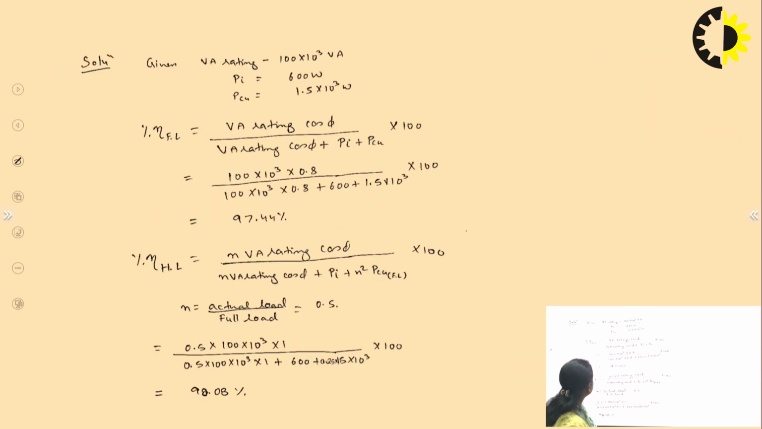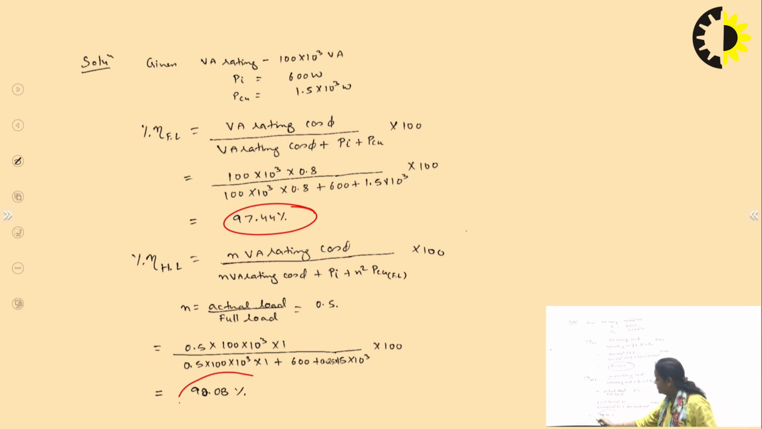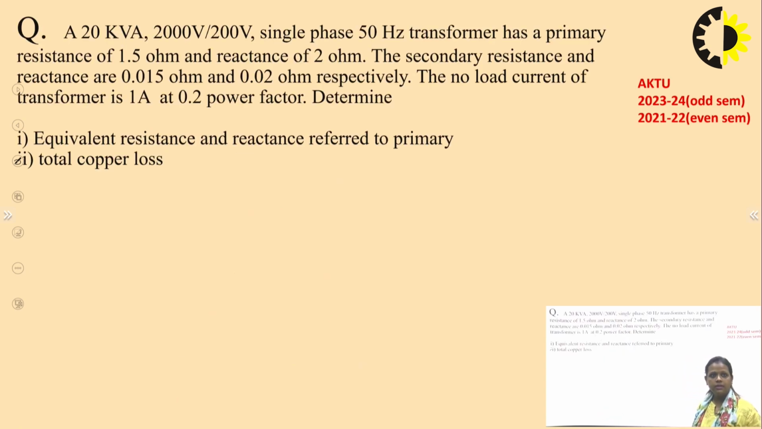So if you solve, you can see that for full load you are getting efficiency as 97.44, right? And for half load you are getting efficiency as 98.08, right? So this is the required answer. N is coming 0.5. So we have already discussed how we can find this, right? So these are the required answers. Now coming to the next question.